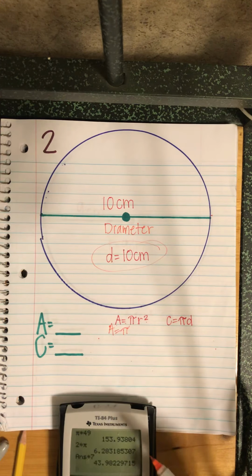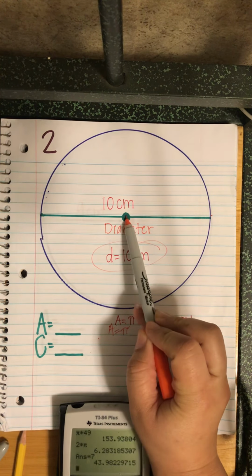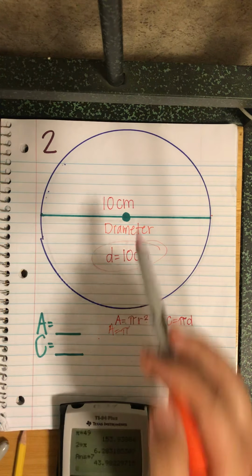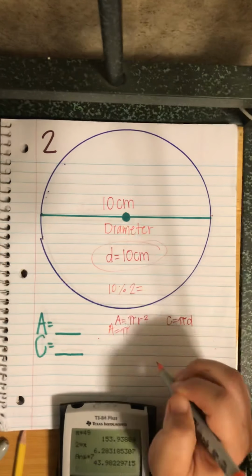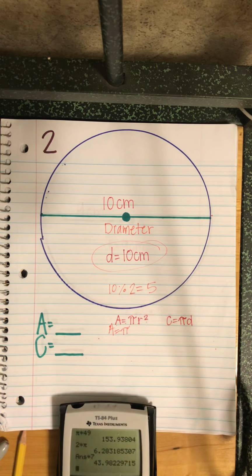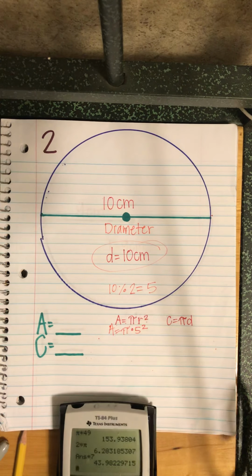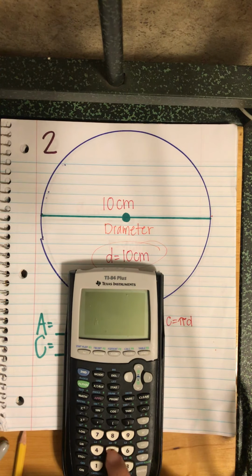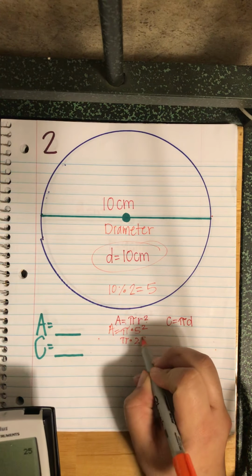We have the diameter. So we know that the radius is from this center point out. So basically it's half the diameter. So what do we do? Divide that by 2. 10 divided by 2 equals 5. So now we know what our radius is. Pi times 5 squared. So here we go. This is when we get our handy dandy calculator out. 5 squared equals 25. So pi times 25.